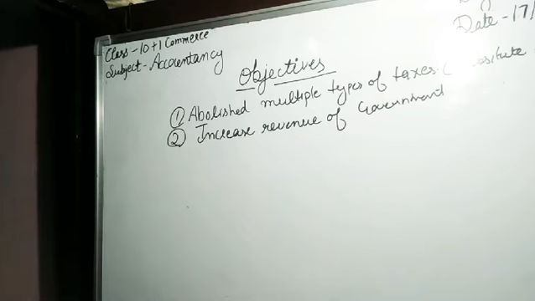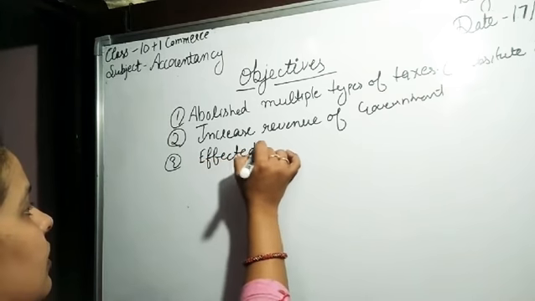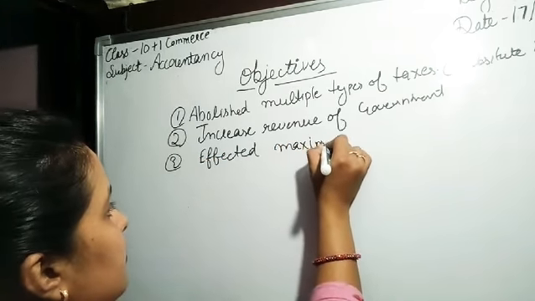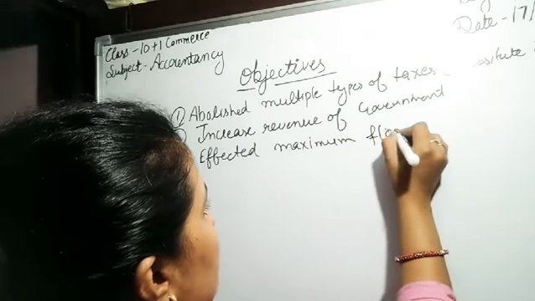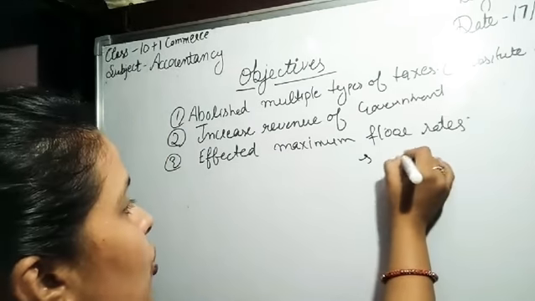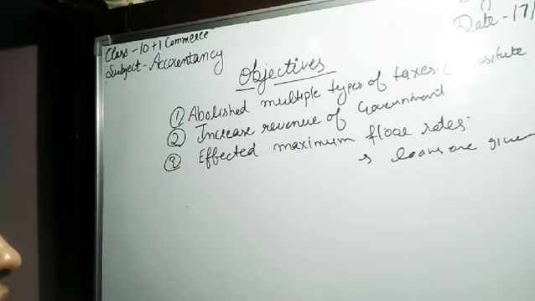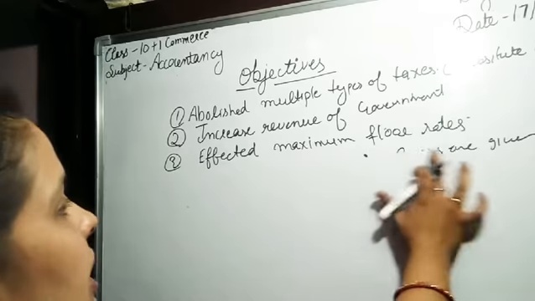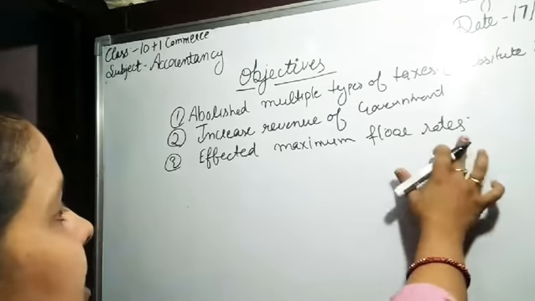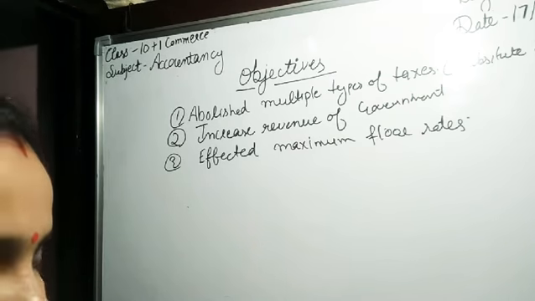Next is GST has an effect on the rate of tax, to the maximum of floor rates. Floor rates are those rates at which loans are given to the general public by the bank or other financial institutions. When the GST comes, it leads to maximum effect on the floor rate. Maybe floor rates are reduced so that anyone can take a loan at the least rate of interest.